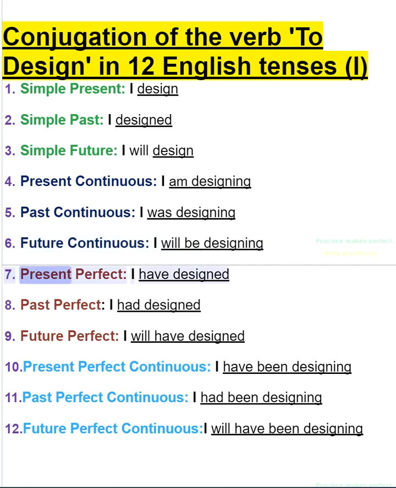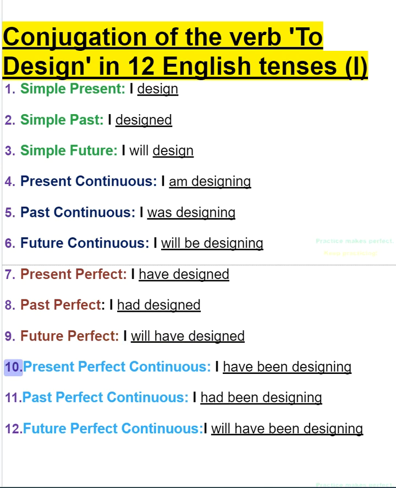7. Present perfect, I have designed. 8. Past perfect, I had designed. 9. Future perfect, I will have designed.